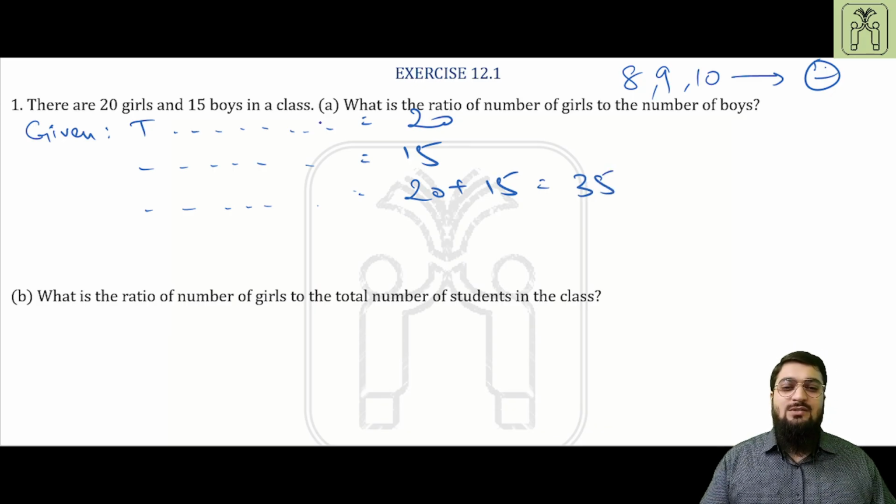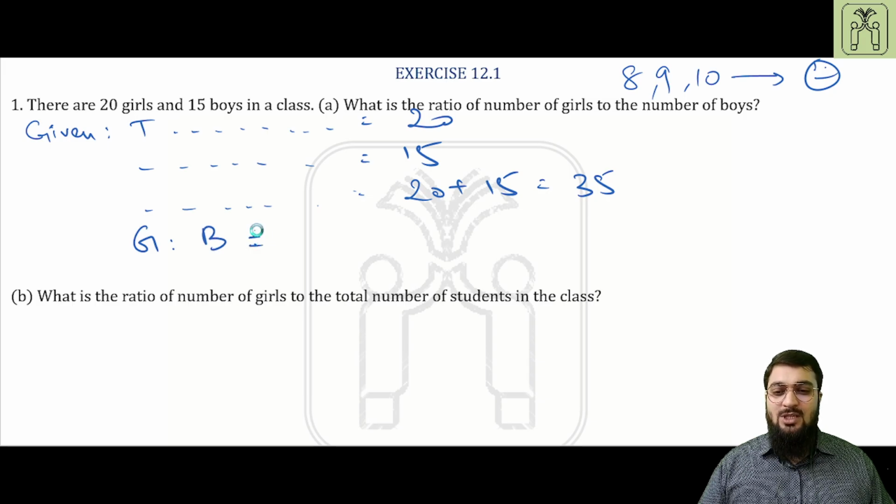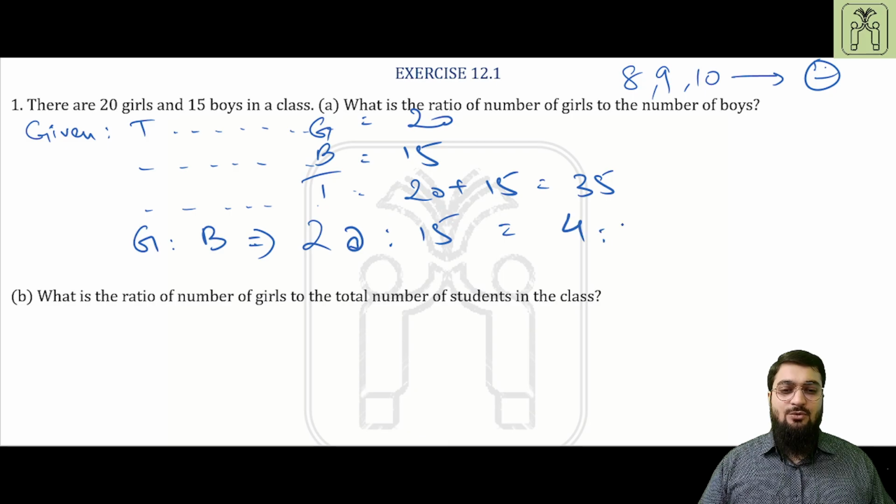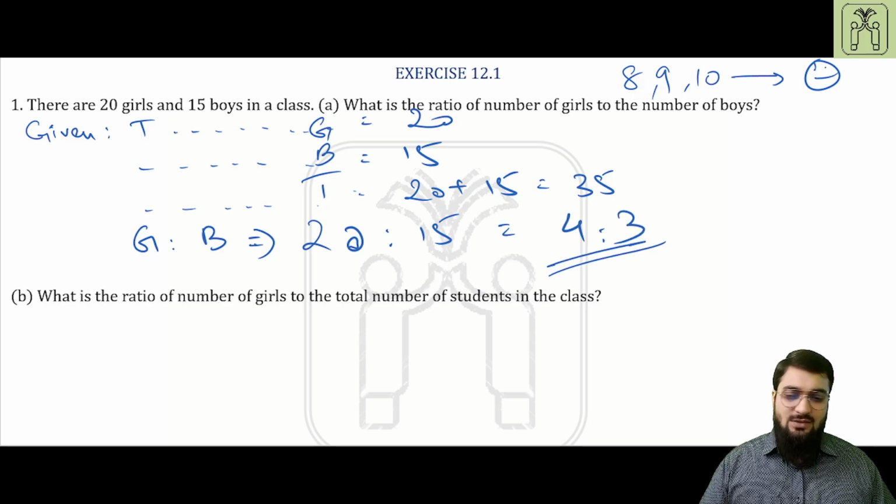Part A, what is the ratio of number of girls to number of boys? So what do we have to find? G is to B is to be found out. So what we will do? We will just take G is to B and write as per the G is to B. That will be 20 is to 15, and that will be 4 is to 3, and that is the answer.